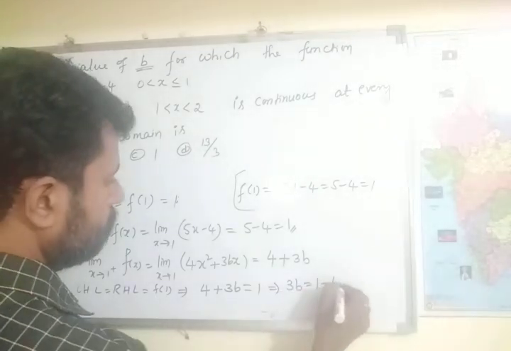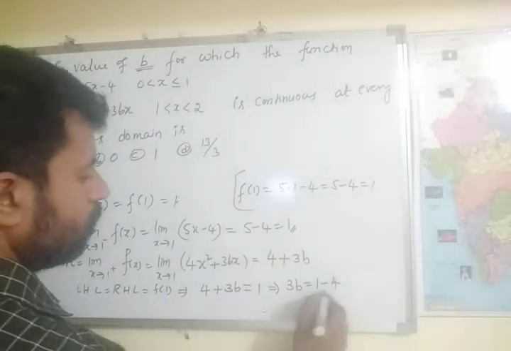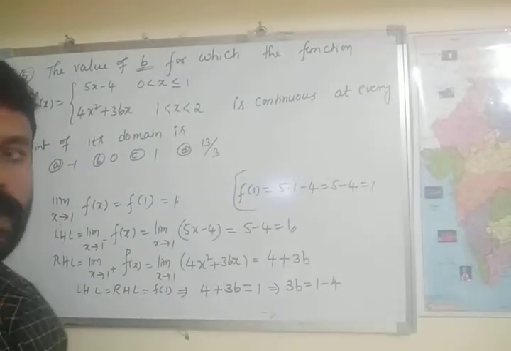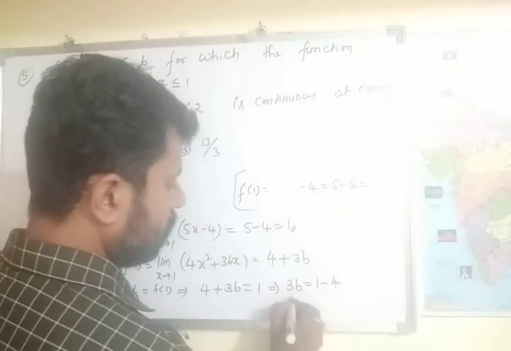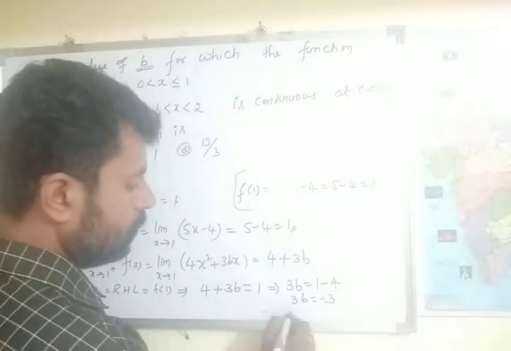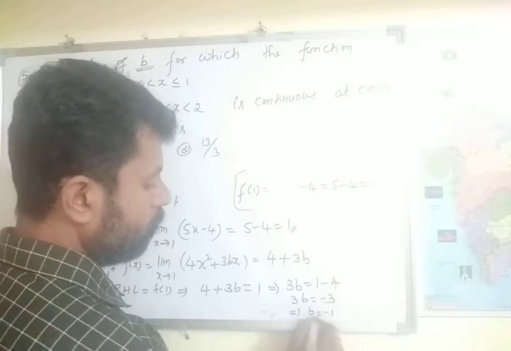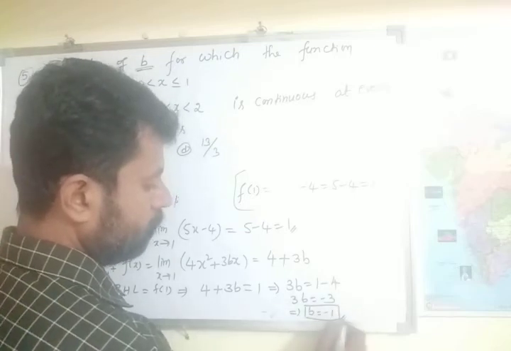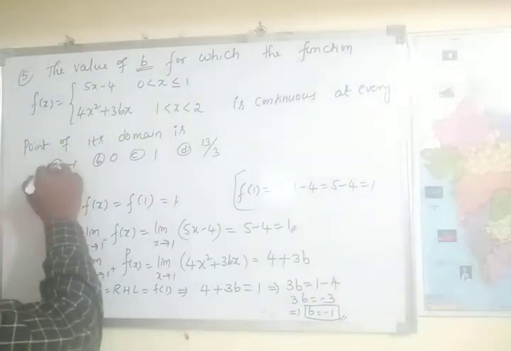1 minus 4, which is minus 3. So 3b is equal to minus 3. Divide both sides by 3. This implies b is equal to minus 1. Option A is correct.